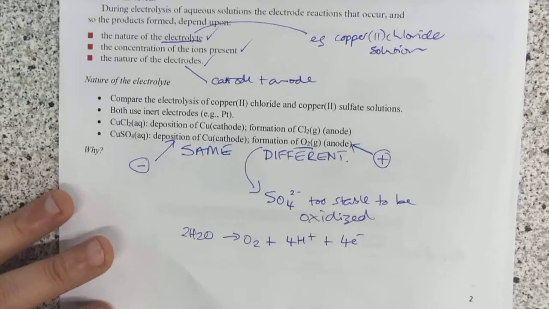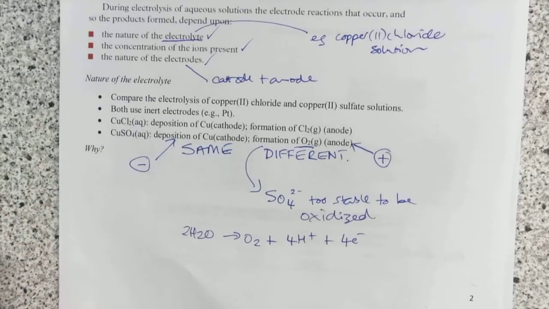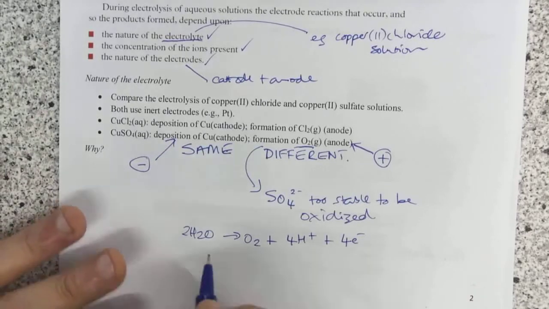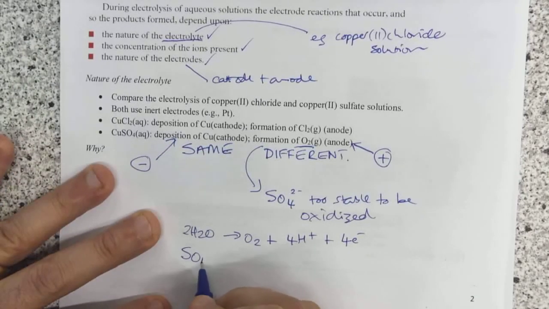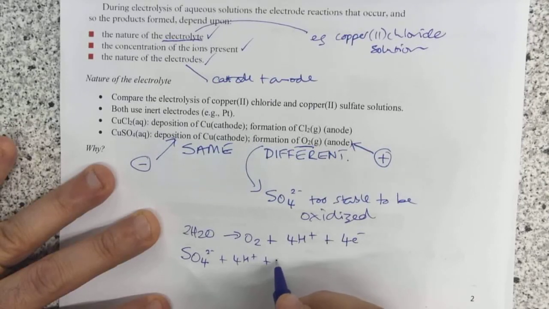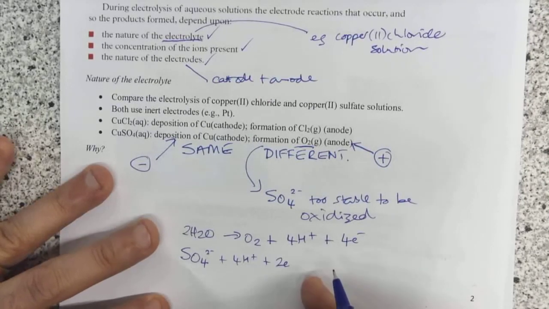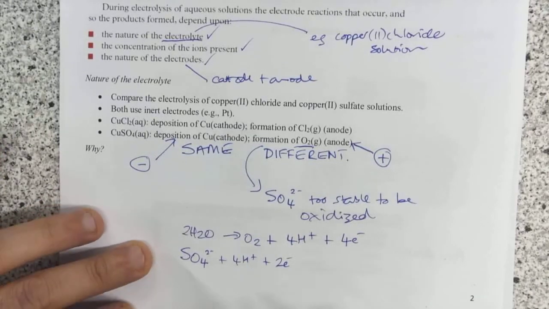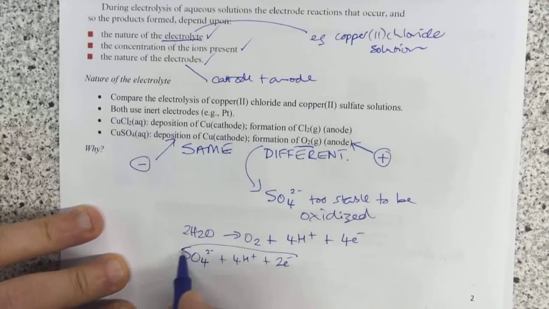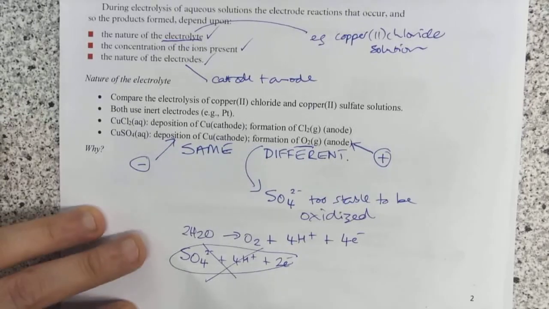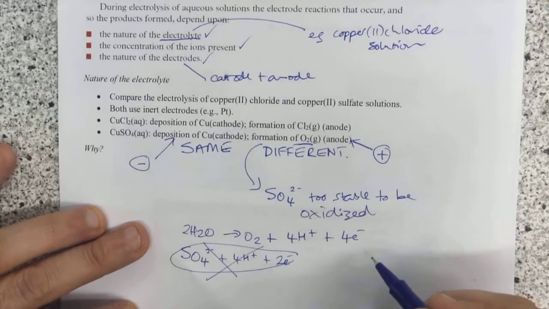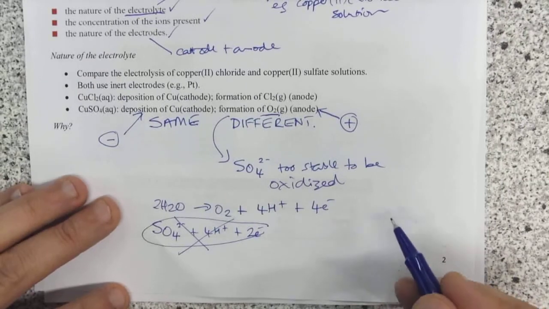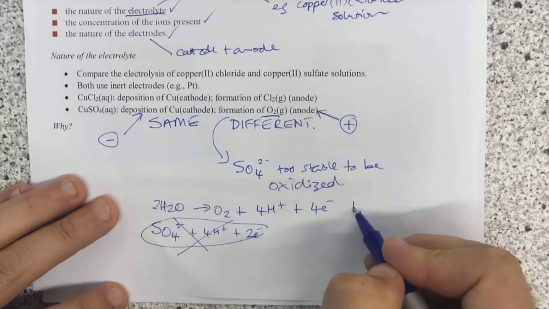Is sulfate on there? Yeah, that's sulfate, SO42- plus 4H+ plus 2e-. But it's supposed to be an oxidation. So you see, it's probably not on there because it's not going to be oxidized. So we can just cancel that. Whereas water, can you find the equation for water? It should be on there. What's its electrode potential?